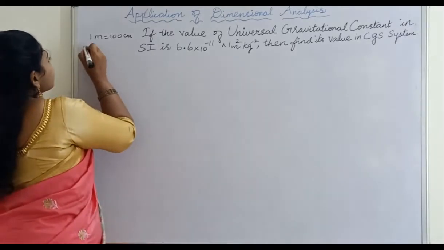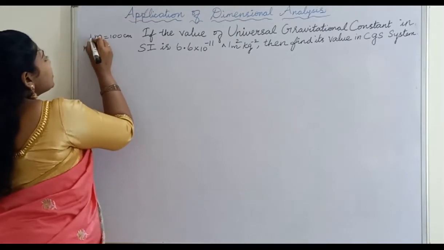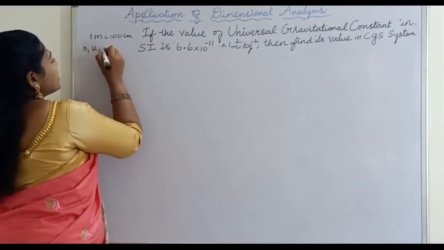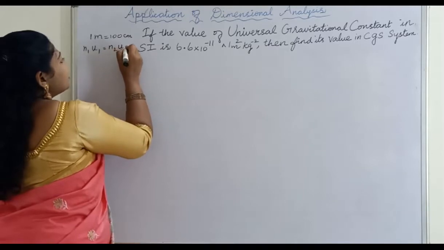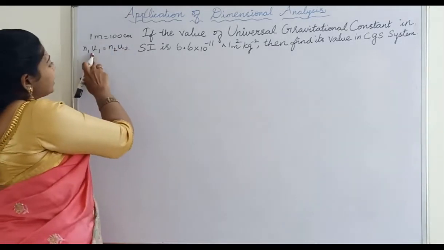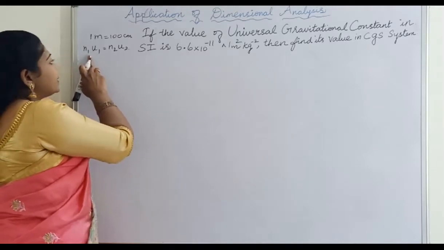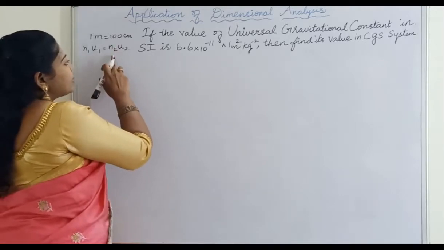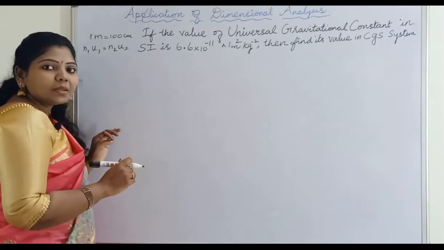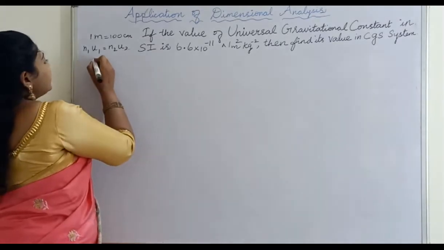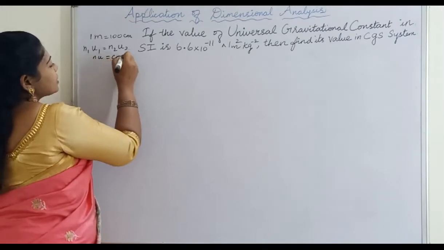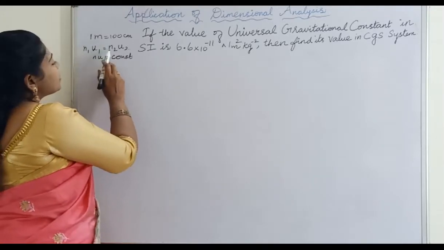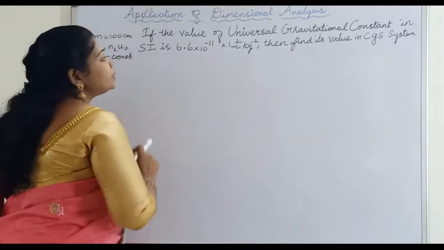So this can be written as N1, the numerical value, into U1, the unit, is equal to N2 into U2. That is, the product of the numerical value of a quantity and its unit in one system will be equal to the product of the numerical value and its unit in another system. So in general we can say nu is equal to constant.